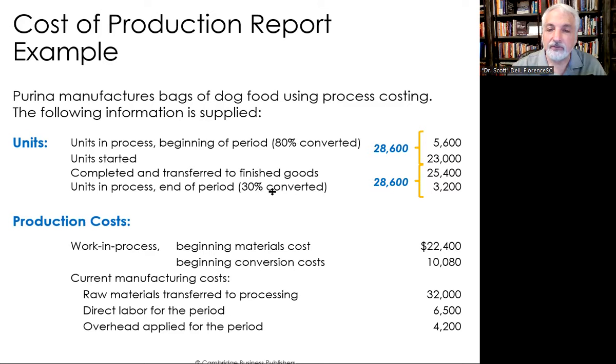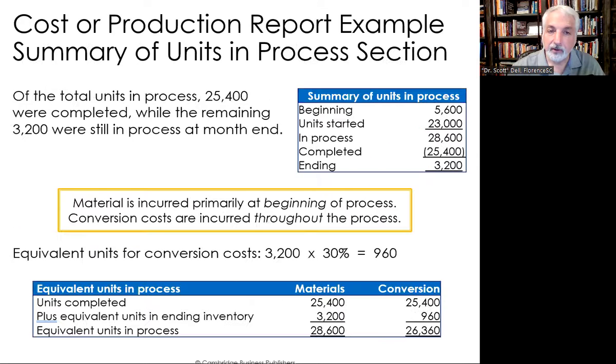So we know what we have, we know what we're doing, and we're going to figure out what the costs are. Again, we've had this cost of goods manufactured analysis: beginning work in process, materials costs, conversion costs. So we're combining what it takes to convert these goods, labor and overhead. So materials, labor, and overhead is the definition of the conversion costs. Current manufacturing costs are raw materials, direct labor for the period, and the overhead applied for the period.